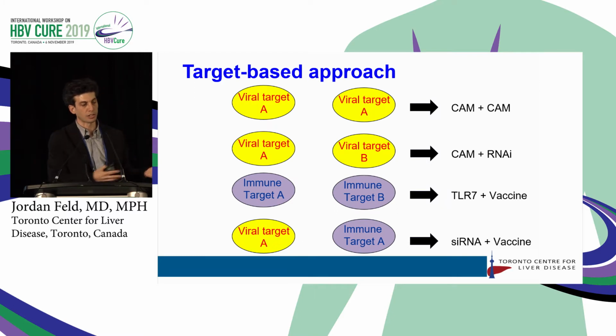So if you took the target-based approach, you could say, we're going to start with two antiviral targets that either approach the same target or a different target, and you can see some examples of those and how you might choose to combine them. Or you could have different immune targets or an antiviral target with an immune target. And of course, this is just double combinations. You can get into triple combinations. It gets more complicated. But this is really just putting the things together without much rationale to it.